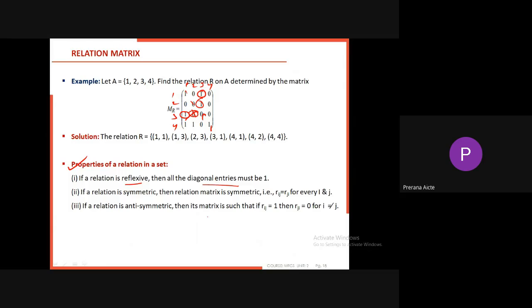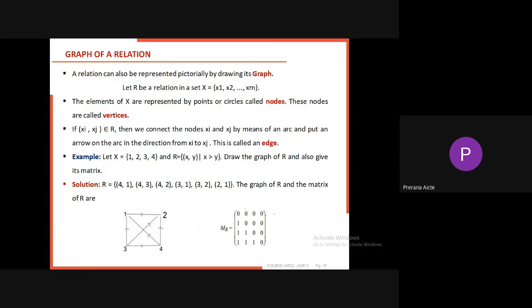Next, if a relation is antisymmetric, then R of ij equal to 1 means R of ji equal to 0. It is also not following that property. Why? Because for 1 comma 3, 1 means 3 comma 1 should be 0, but it is equal to 1, so it is not following that one. So by using this relation matrix, one can check whether particular properties are followed or not up to some extent.